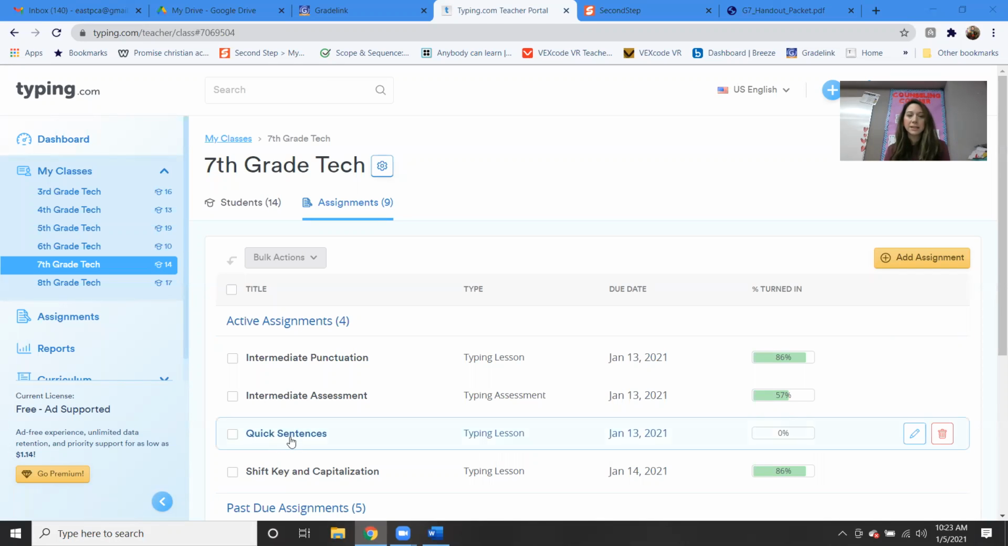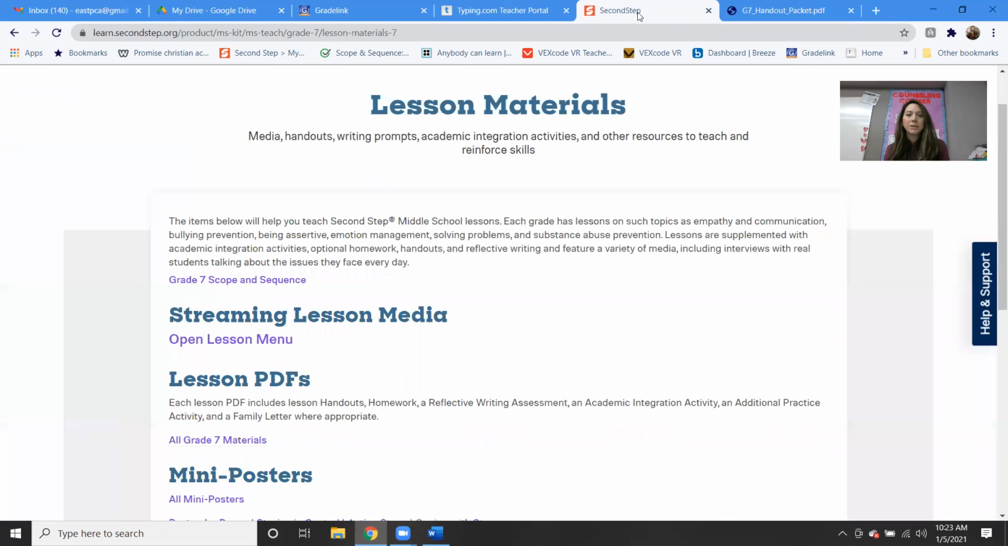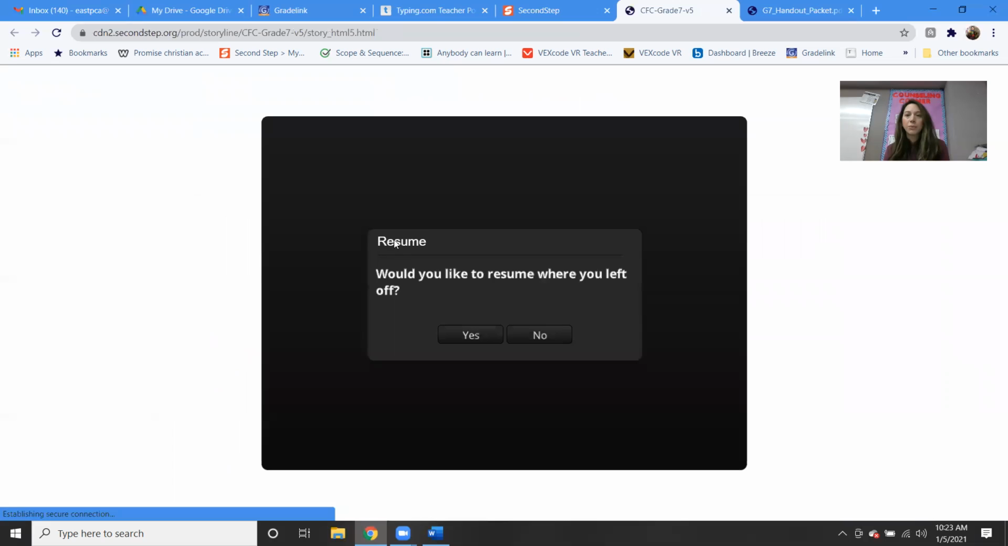As far as typing goes, this week you do have a new assignment. It's called Quick Sentences. And then there were three other assignments from previous weeks: shift key and capitalization, intermediate punctuation, and intermediate assessment. So you have a total of 4 typing assignments for the second quarter. Please make sure you do all your typing this week before the 13th so that you can get 100 for your typing grade. Okay, so pretty easy.